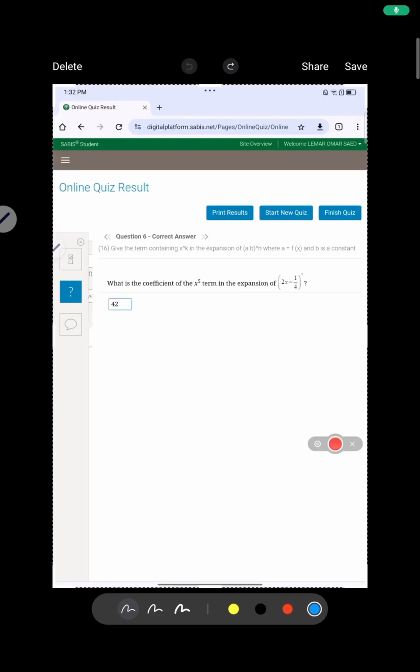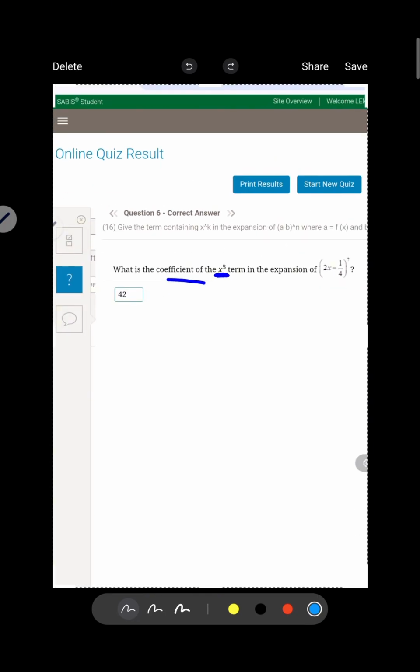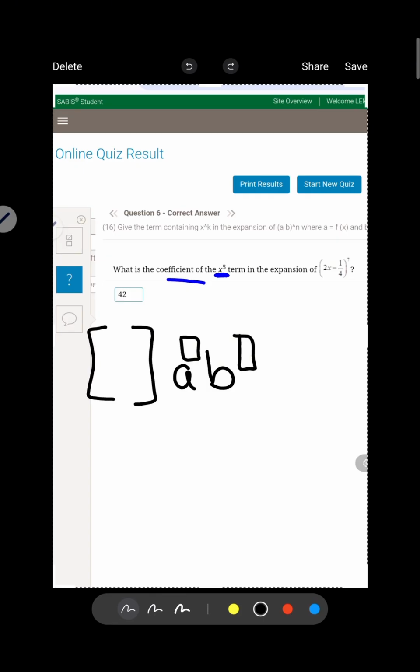Okay, now for this question, they want a coefficient. They want x to be to the power of 5. You have x right here. First thing you are going to do is this. This is only for application, so I can show you what you have to do. You can also do this in the exam, but it takes so much time. Why do it? You just have to memorize the way.